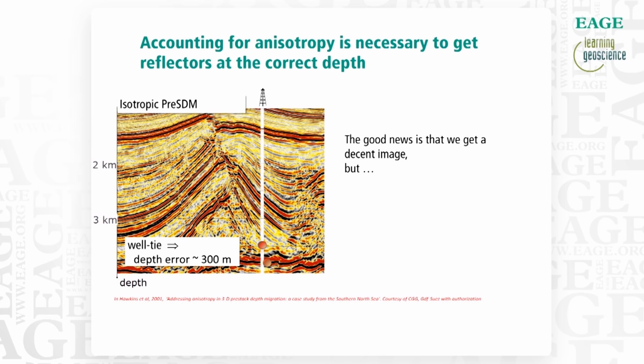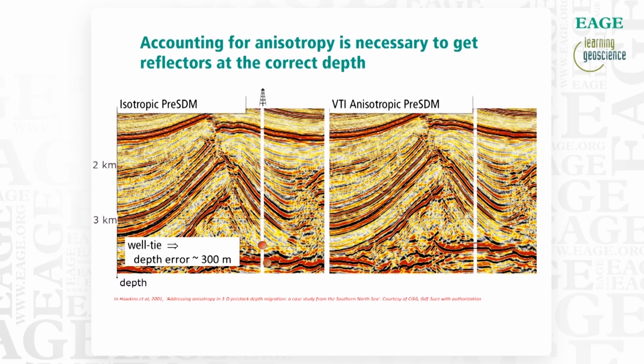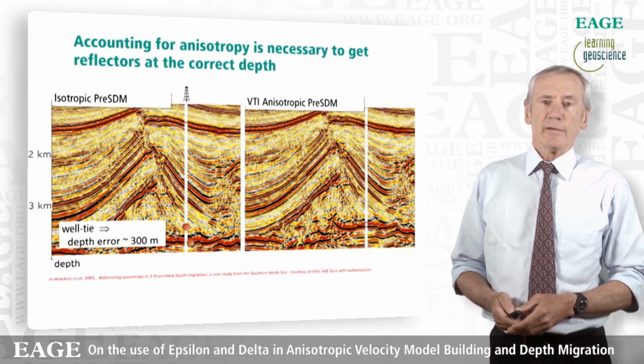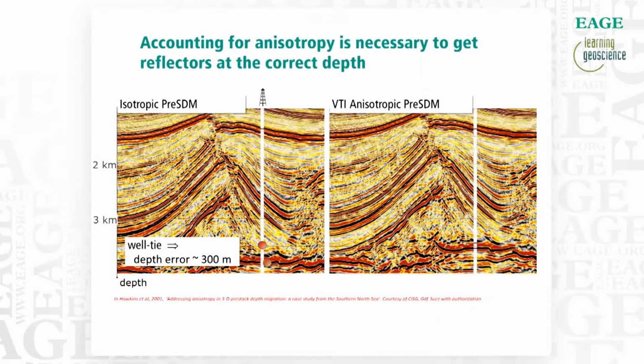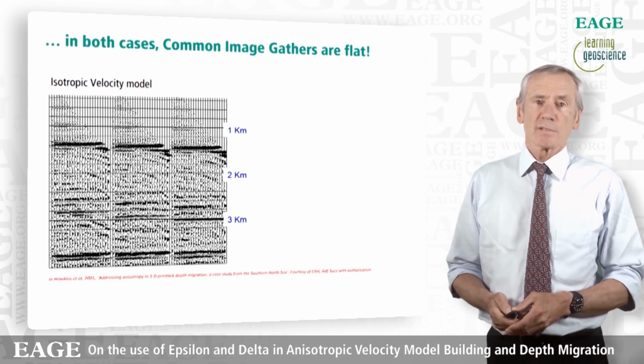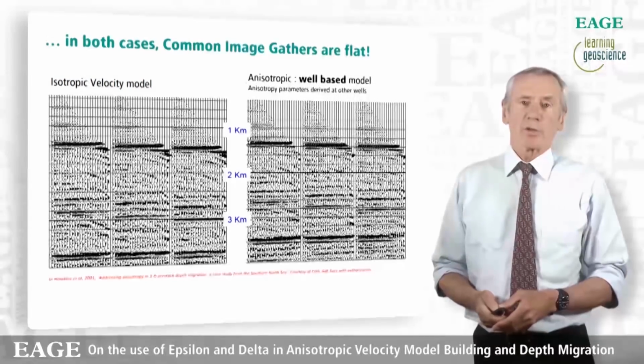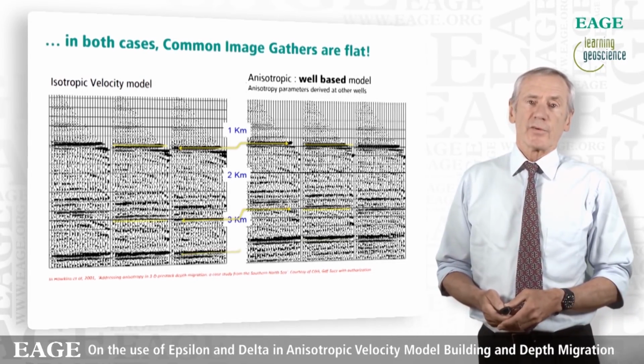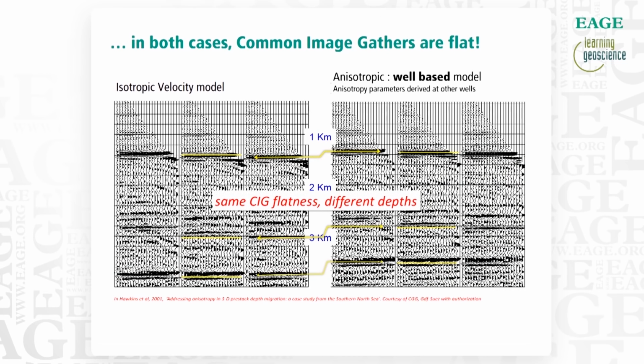At the time, anisotropy was not accepted as a concept in the North Sea. So although it was not really accepted at this time that anisotropy was important in the North Sea, the authors there tried VTI anisotropy pre-stack depth migration and got this result. As good an image, but now with a good well tie. You may say, well, probably the gathers, so-called common image gathers, were not flat. Well, they were flat in both the isotropic case and the anisotropic case. The only difference is the depths.